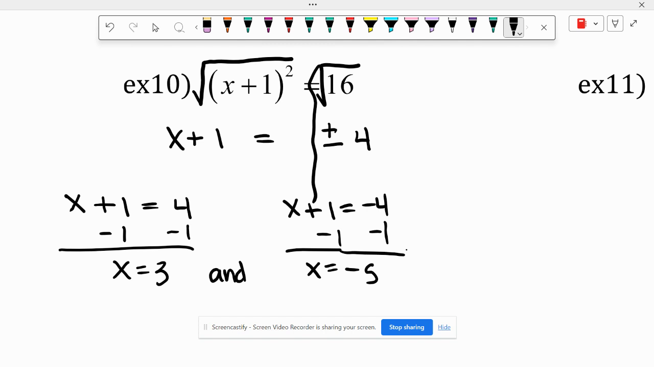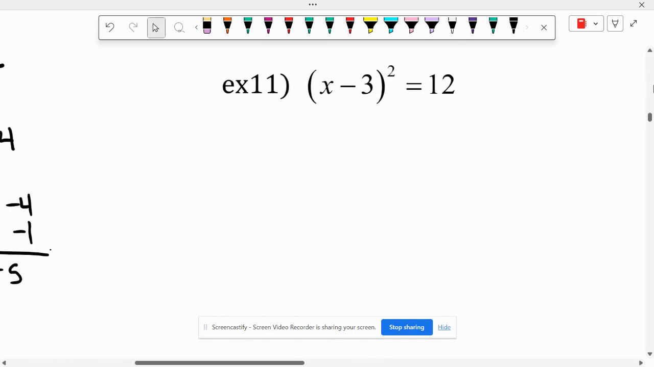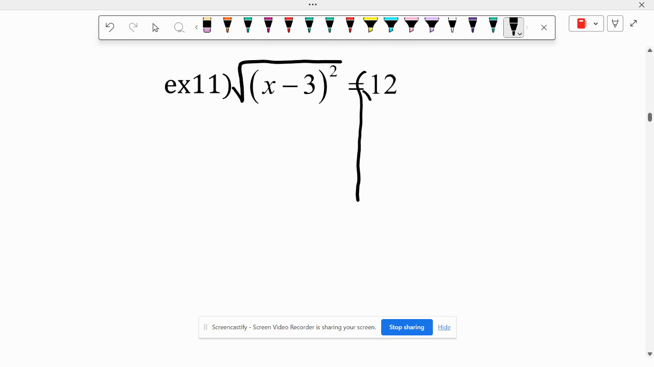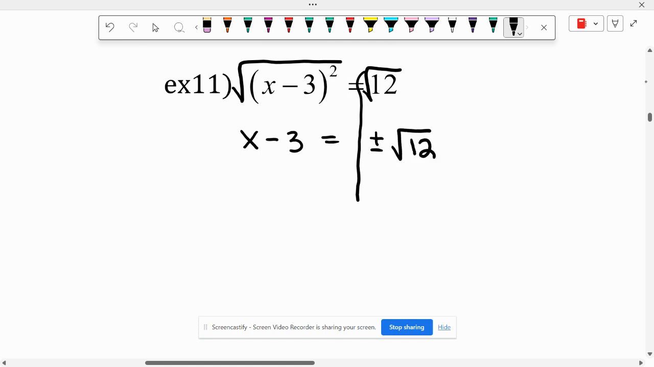Let's go to example number 11. Do I already have a parenthesis or a grouping squared isolated all by itself? Yes, I do. So I just have to unsquare it. Take the square root of it. Whatever you do to one side, you have to do to the other. So that leaves me with x minus 3 equals plus or minus the square root of 12.